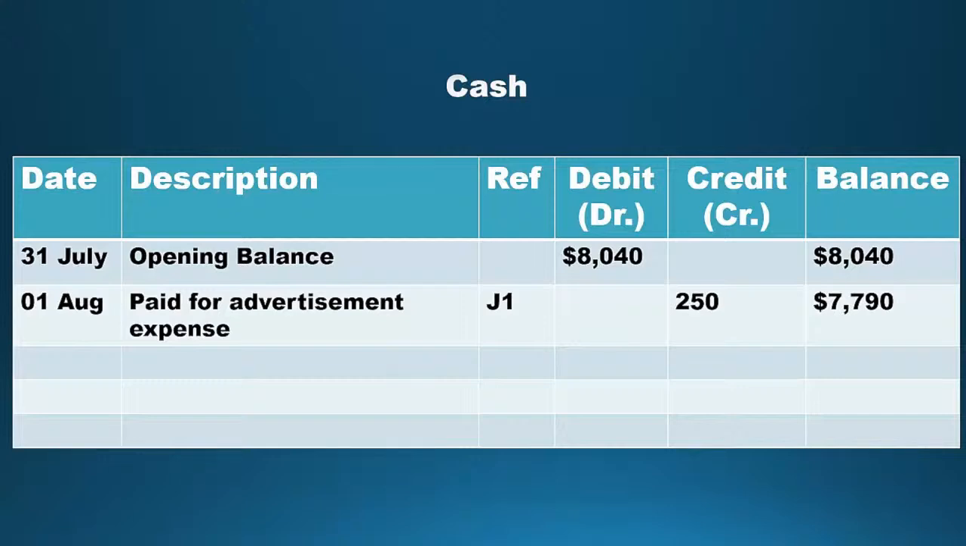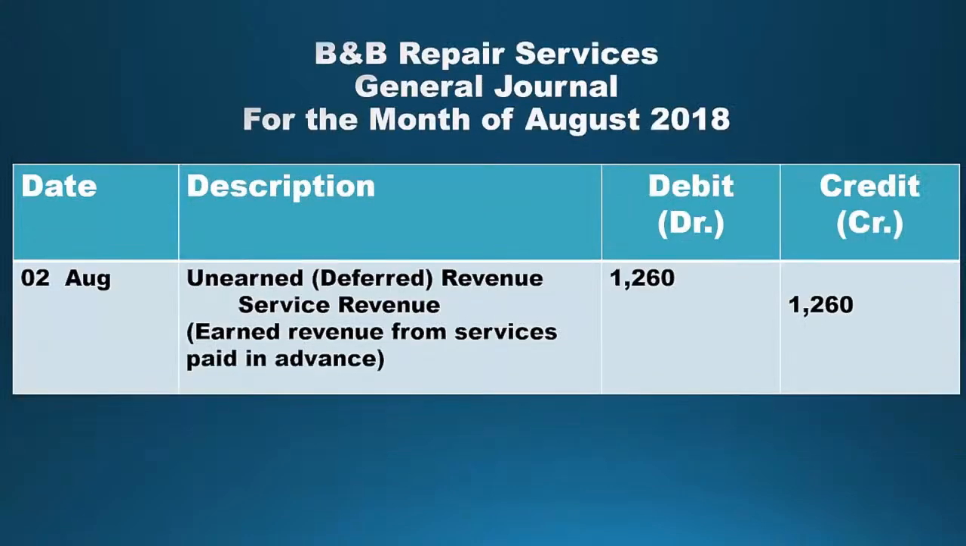Notice how we updated the running balance in both accounts. For advertising expense, the balance now shows $250, reflecting the cost incurred. For cash, the balance has decreased by the same amount. Let's keep going with the next transaction from August 2, recognizing revenue from unearned revenue.